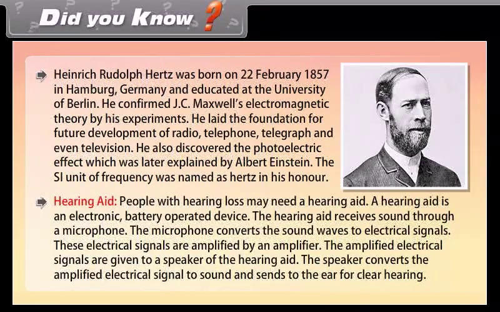Hearing aid. People with hearing loss may need a hearing aid. A hearing aid is an electronic, battery-operated device. The hearing aid receives sound through a microphone. The microphone converts the sound waves to electrical signals. These electrical signals are amplified by an amplifier. The amplified electrical signals are given to a speaker of the hearing aid. The speaker converts the amplified electrical signal to sound and sends to the ear for hearing.